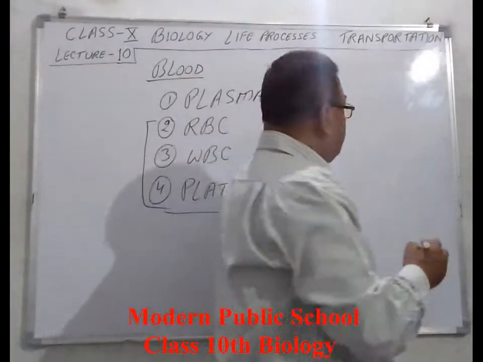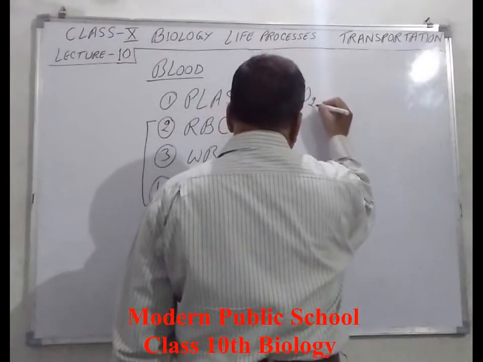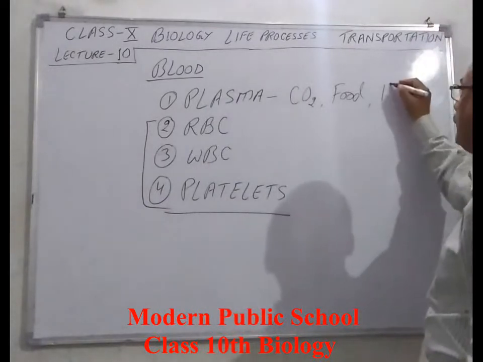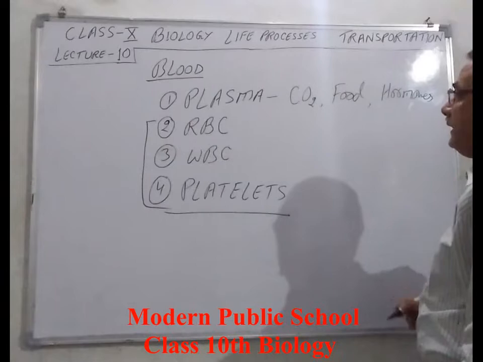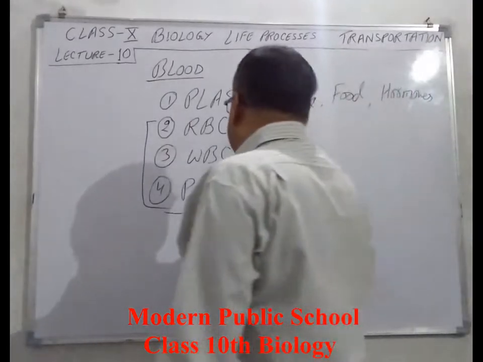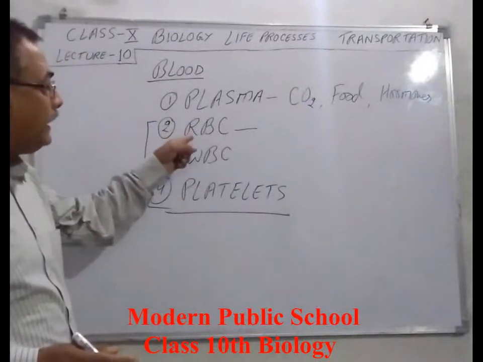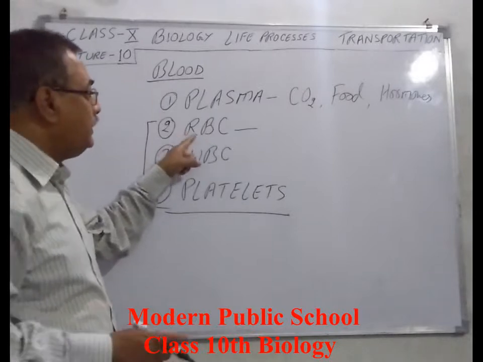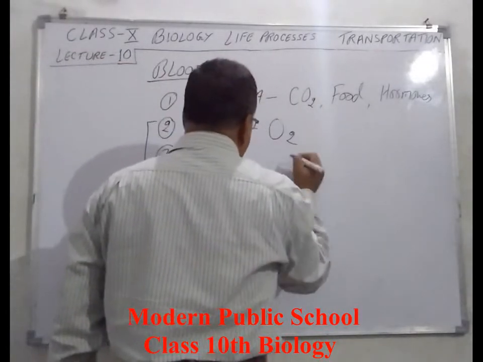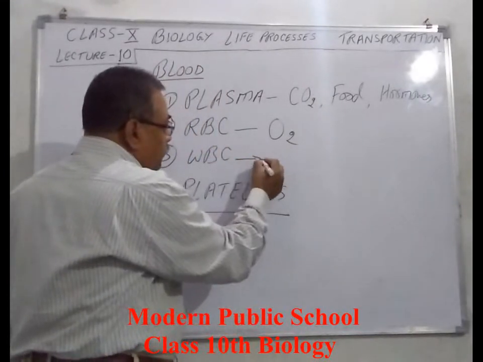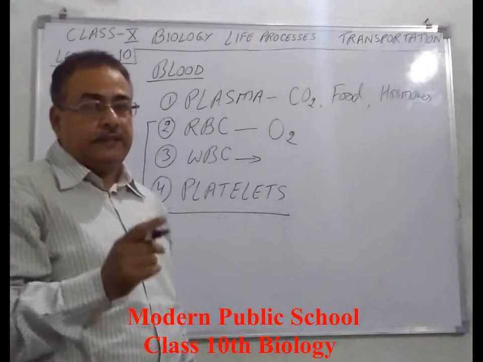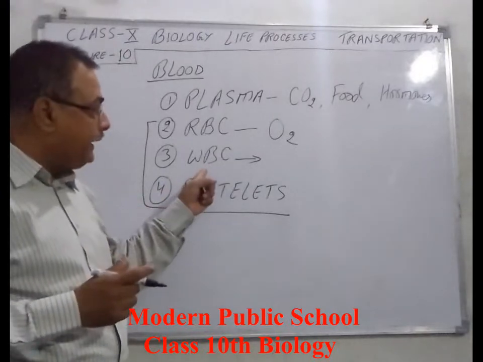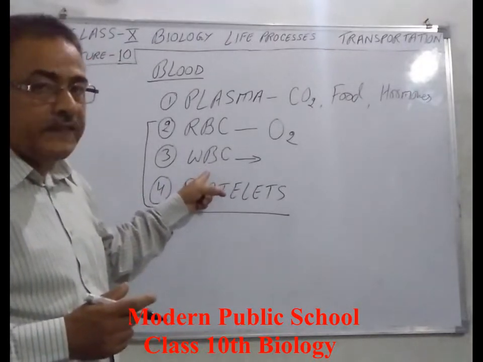The plasma transports carbon dioxide, it transports food also, it transports hormones, etc. And RBC, as we have discussed, contains a respiratory pigment known as hemoglobin, so it transports oxygen. WBC fights against disease-causing germs. It is the army for our body to fight against disease-causing germs, which provides the immune system.